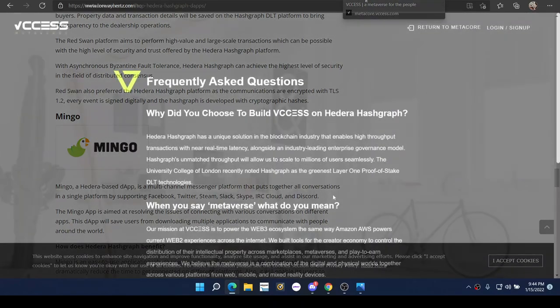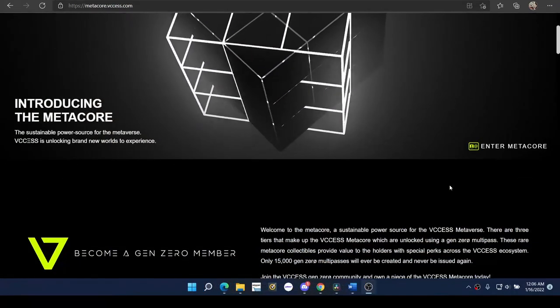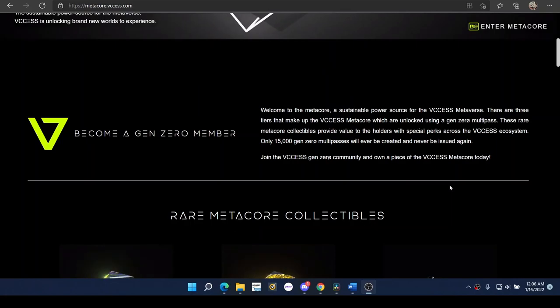And lastly, the partnership I wanted to bring up, well, not partnership, but a huge development in the making, is Access Metaverse being built on top of Hedera Hashgraph. A lot of people didn't put two and two together because they don't really advertise that they're built on Hedera Hashgraph on their website. Now, they do have a Gen Zero membership that has already sold out. So this project is highly anticipated.